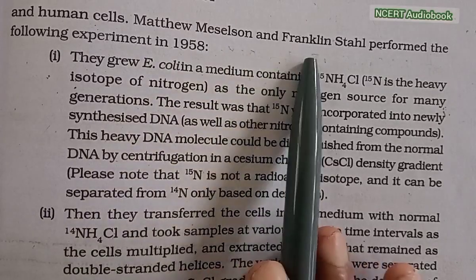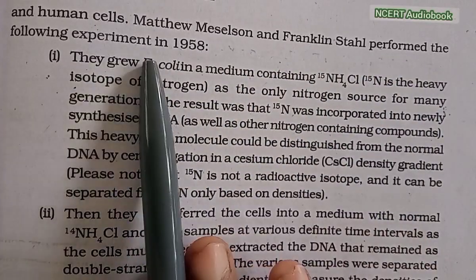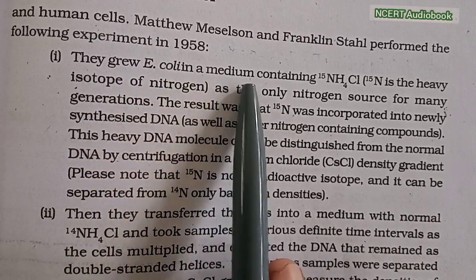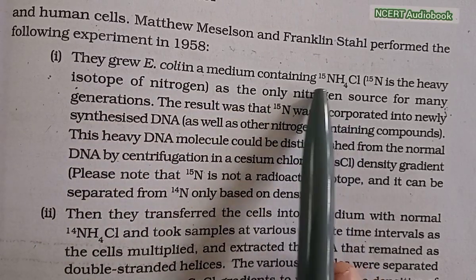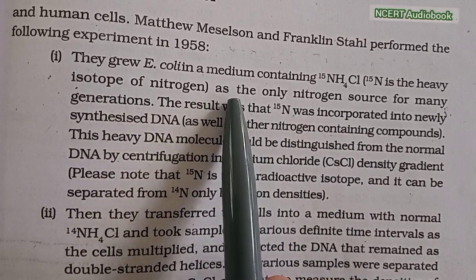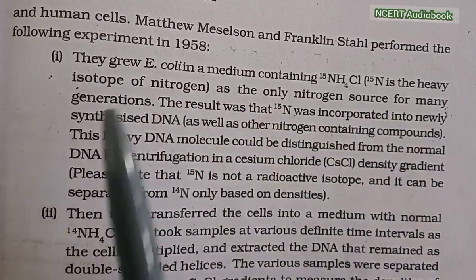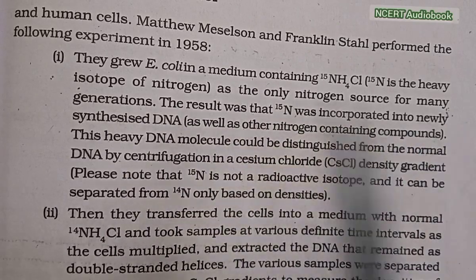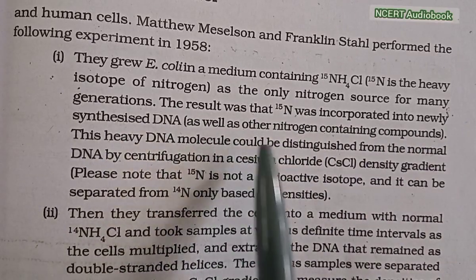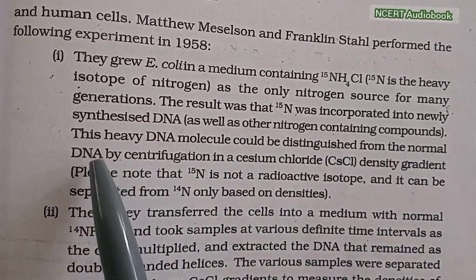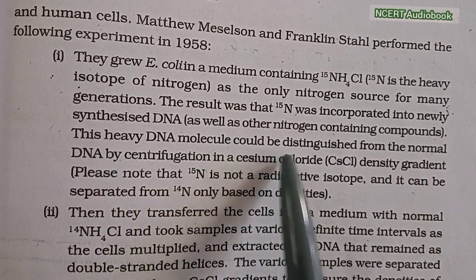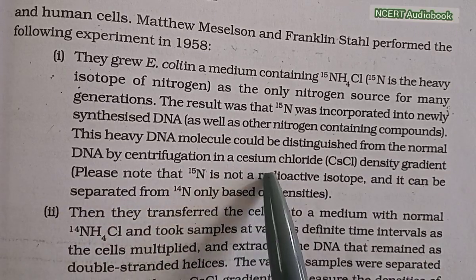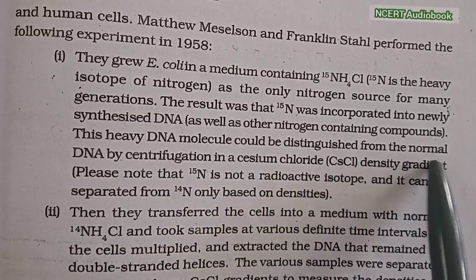Matthew Meselson and Franklin Stahl performed the following experiment in 1958. They grew E. coli in a medium containing 15NH4Cl as the only nitrogen source for many generations. The result was that 15N was incorporated into newly synthesized DNA as well as other nitrogen-containing compounds. These heavy DNA molecules could be distinguished from the normal DNA by centrifugation in a cesium chloride (CsCl) density gradient.